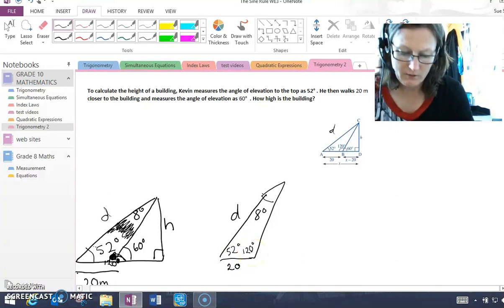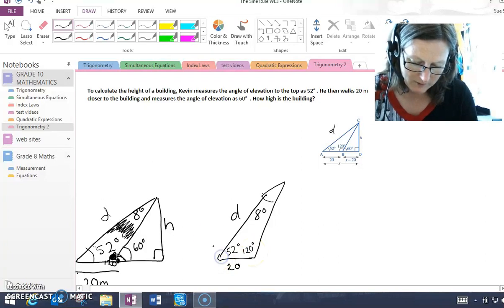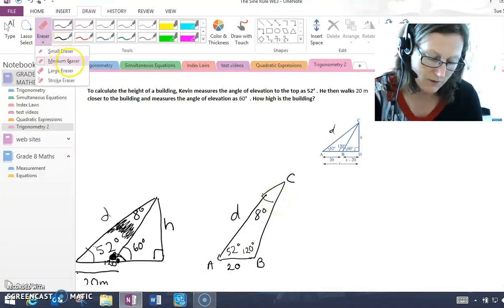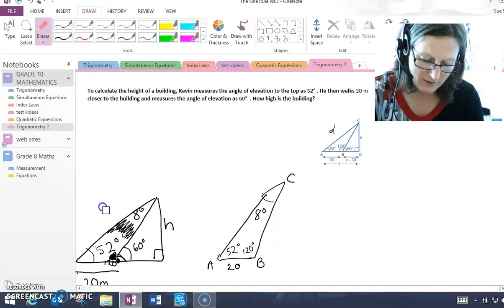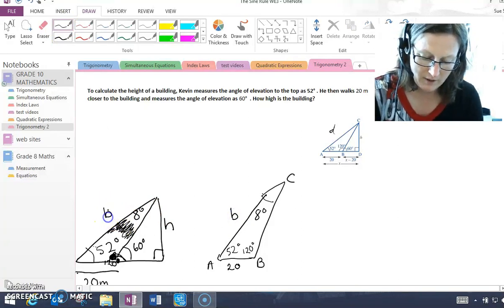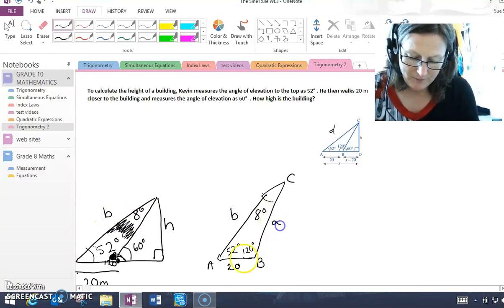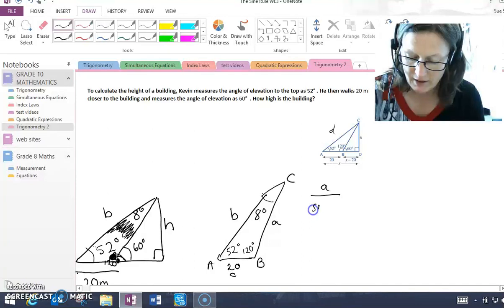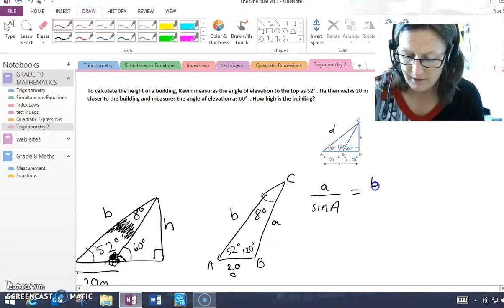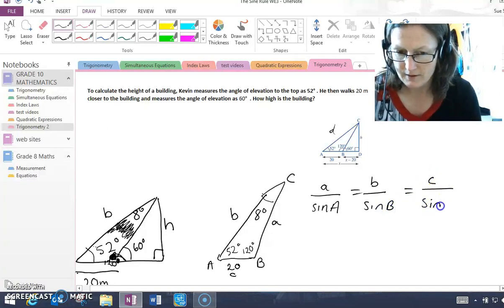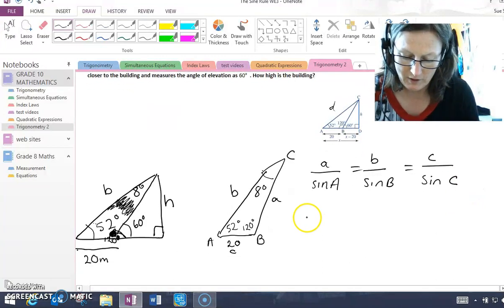Well, I also know that this is 20. So I can use my sine rule. I will label it A, B, C, because this helps me. And in fact, guys, I'm not going to call this side D. I'm going to call it side B, because it's opposite angle B. This is side A, and this is side C. So my sine rule: A over sine A is equal to B over sine B, equal to C over sine C. Let's fill in what I have.